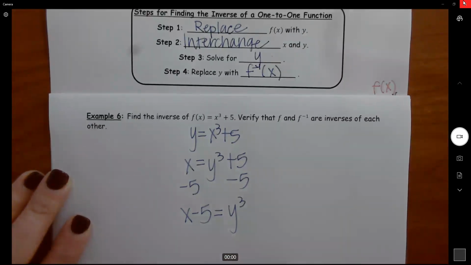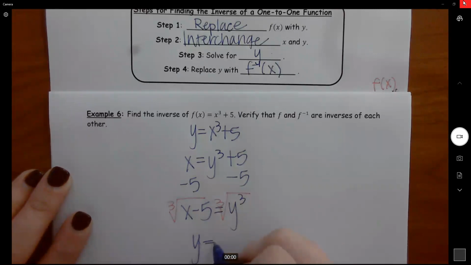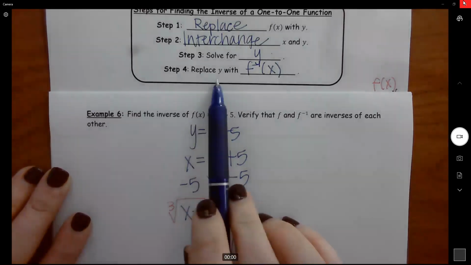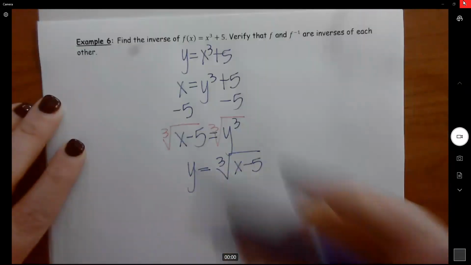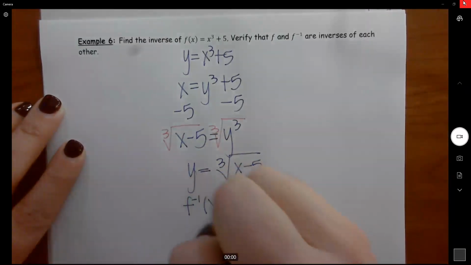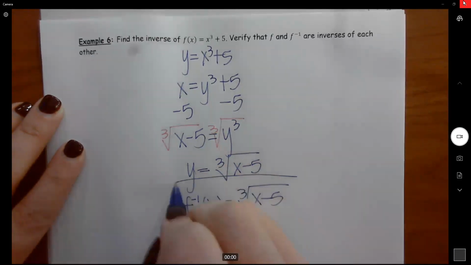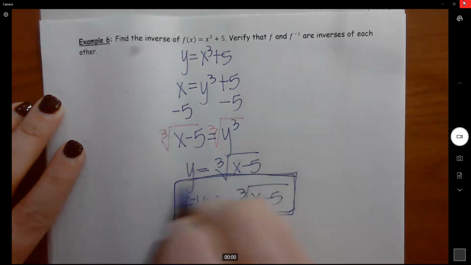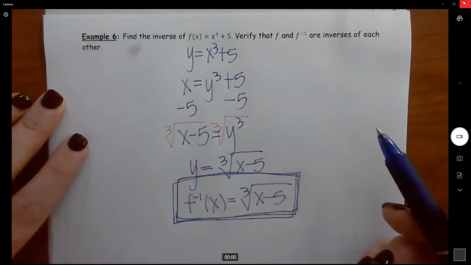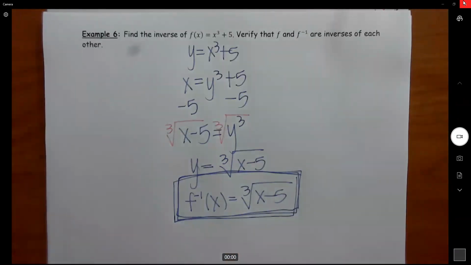The opposite of cubing something is to take the cubic root. So I get y equals the cubic root of x minus 5. And then my last step is to replace y with your inverse notation. So my inverse equals the cubic root of x minus 5. Now it tells us to verify, and we're going to verify here in a second, but you can look at this on your graph.